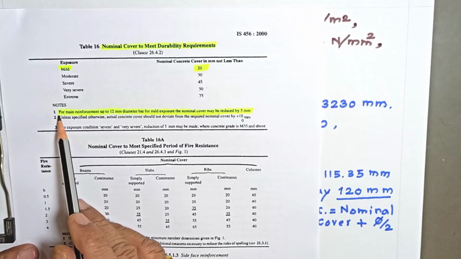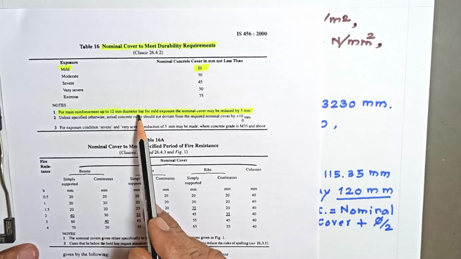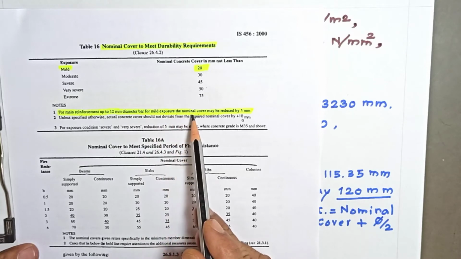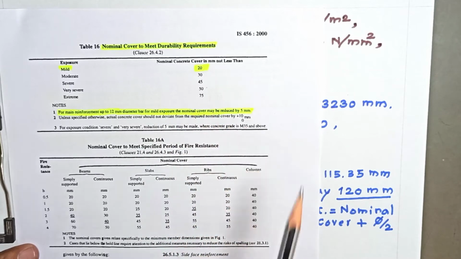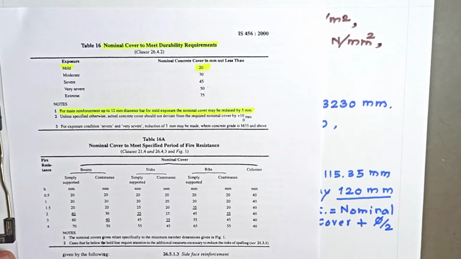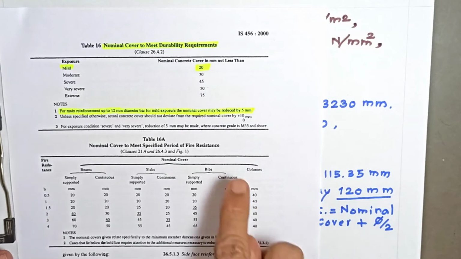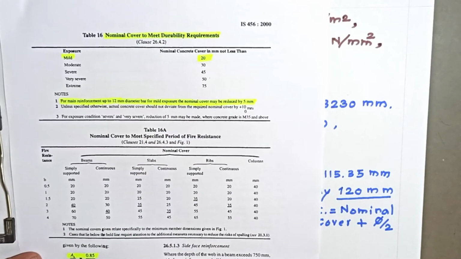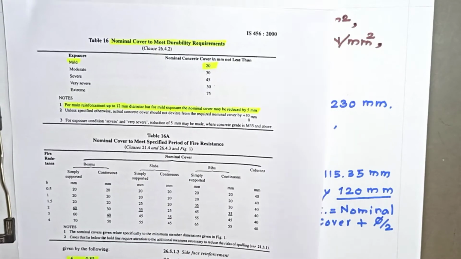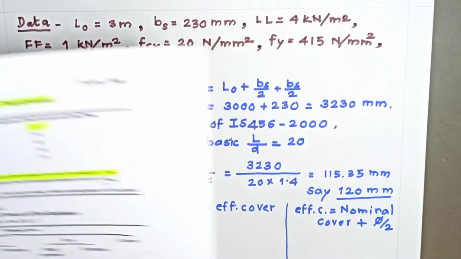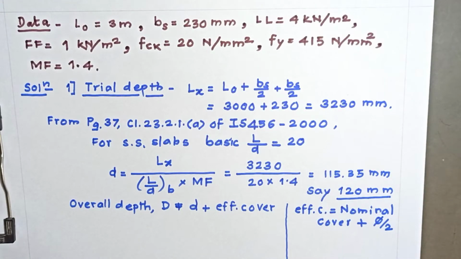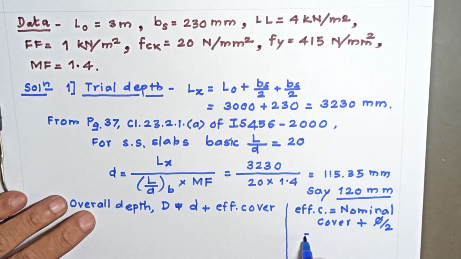And in the notes it is given that for main reinforcement up to 12 mm diameter bar, for mild exposure the nominal cover may be reduced by 5 mm. Now definitely our diameter of the bar will be less than 12 mm, so you can reduce this cover by 5 mm. So nominal cover may be taken as 20 minus 5, that is 15 mm. And if I say that diameter of the bar used is 10 mm, then 15 plus 10 by 2. Therefore, the effective cover will be 20 mm.